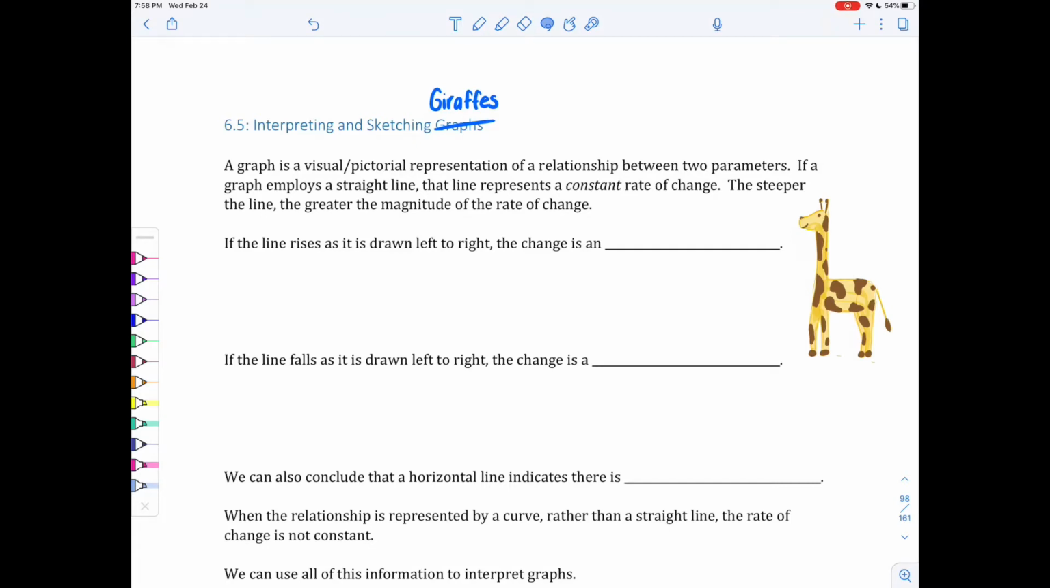Okay. So we're going to be talking about graphs today. And graphs are actual visual or pictorial representations of how we relate two parameters together. There's different ways that we can show a relationship, and most often we do so using lines. Now, we can use straight lines, and straight lines represent a constant rate of change. In any sort of straight line, the steeper the slope of that line, the greater that rate of change is. The less steep that slope is, the lower that rate of change is.